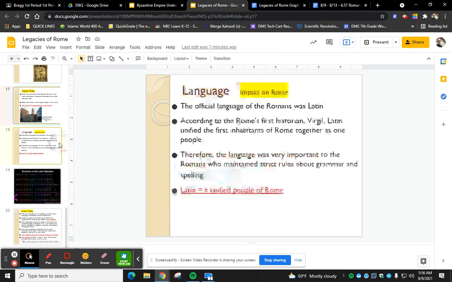And then last but not least is language. So the official language of the Romans was Latin, and according to Rome's first historian Virgil, Latin unified the first inhabitants of Rome together as one people. So language was incredibly important to the Romans, who maintained strict rules about grammar and spelling. Latin equals a unified people of Rome. If everyone speaks the same language, they are going to be much easier to stay as one group, one empire, versus a country that has multiple different languages and no one can understand what's going on.